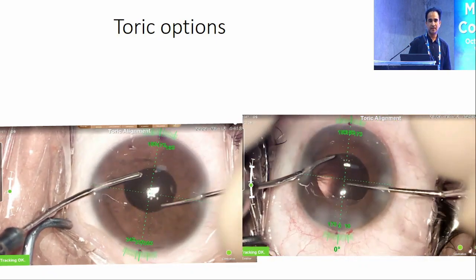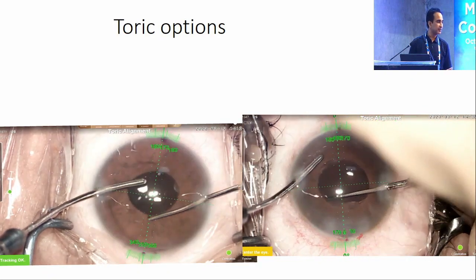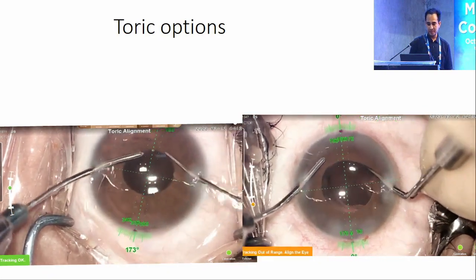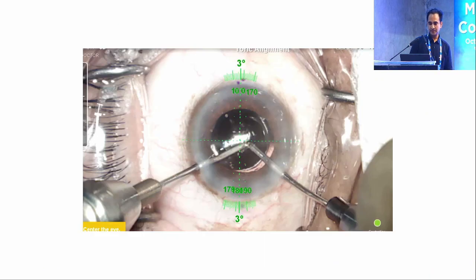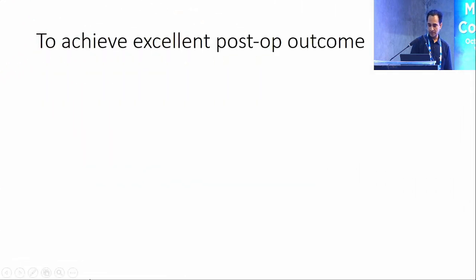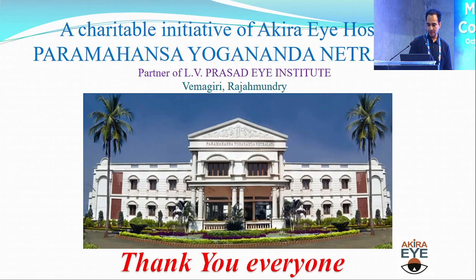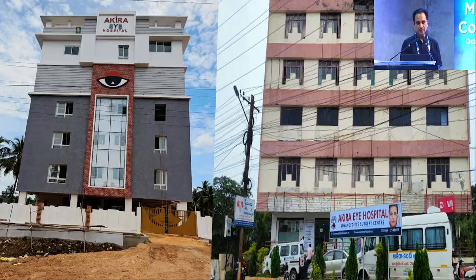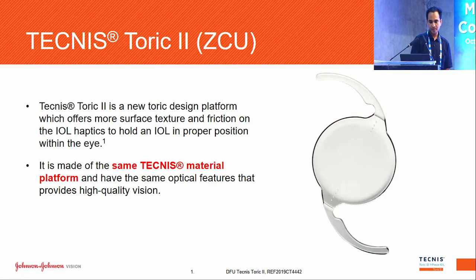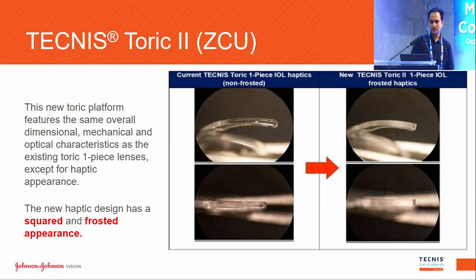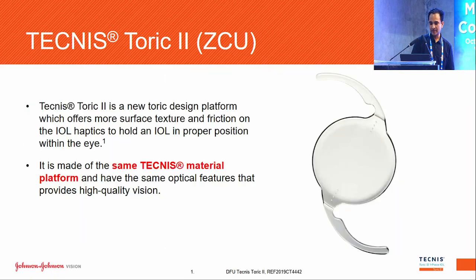So other options are newer lenses that are coming, which have frosted haptics. So we have these lenses. This is a new one, Technis Toric. We also have IHANS in this option, which has more surface texture and friction on the IOL haptics. So this slide was also already presented. It has a squared and frosted appearance. So I'll just show the video.